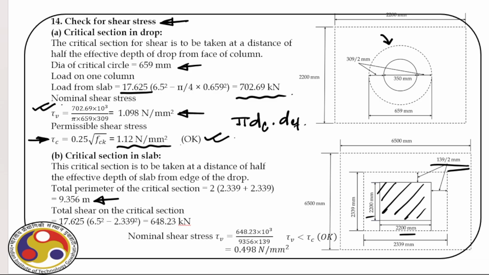Then the total shear in that region also we can find out, which is 648.23 kilonewton. Then we can find out tau v. In this case, it is 0.498 or 0.5 Newton per millimeter square. So this is again less than tau c, which is okay. So we have designed against bending for all components, whether it is column strip or middle strip, and for positive and negative bending moments. Then we have checked the critical section for shear near the column face and in the slab.